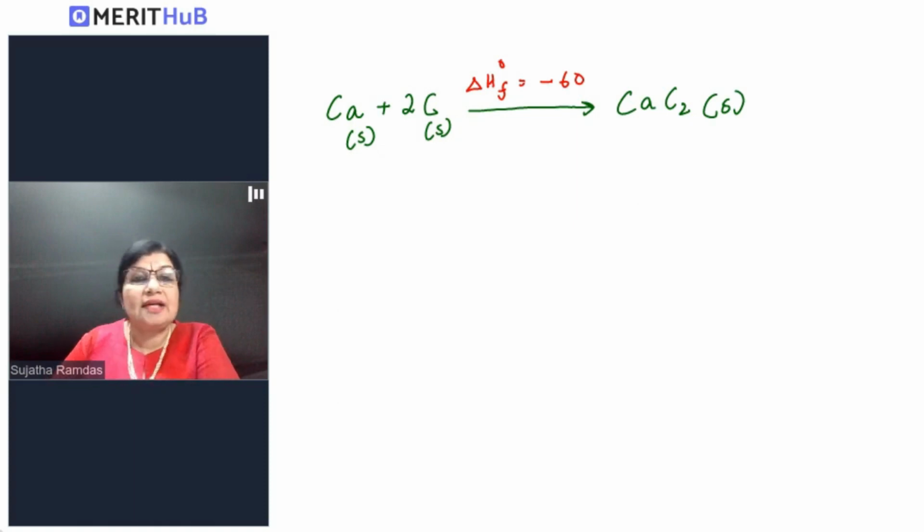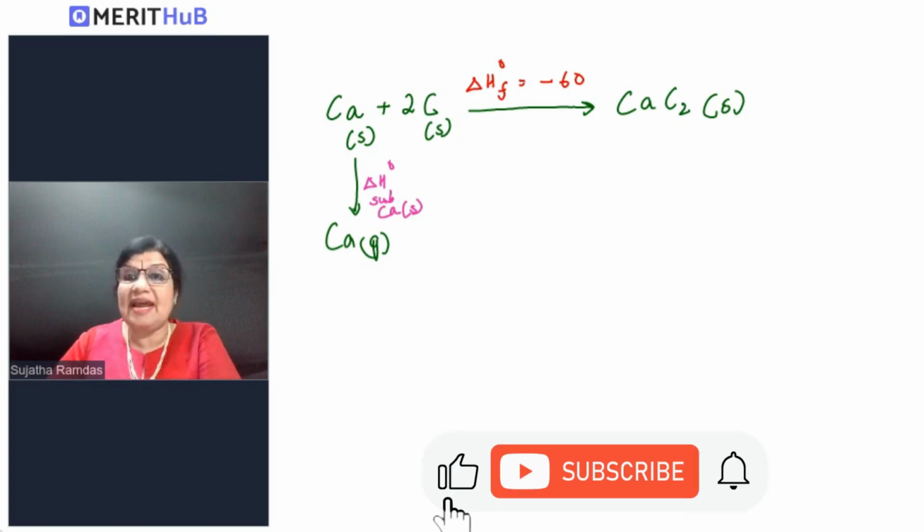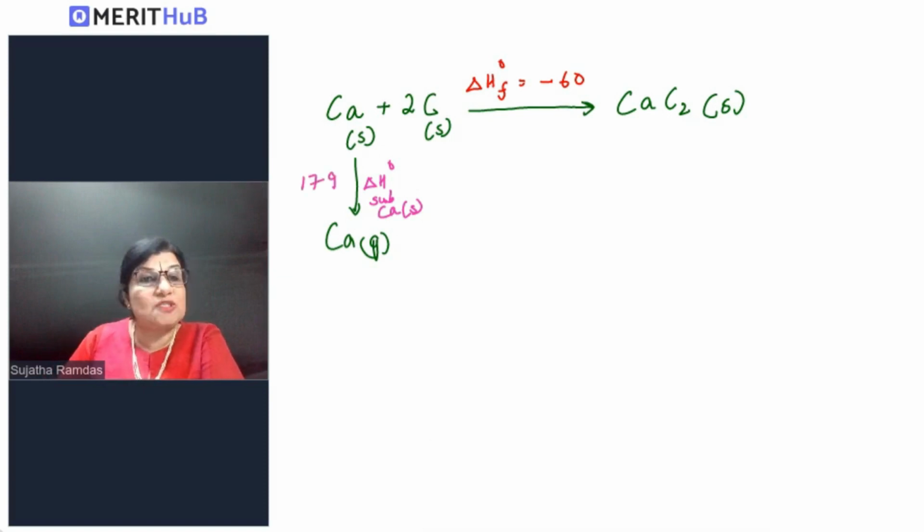The next thermodynamic term is the conversion of solid calcium to gaseous calcium. This is what we call the enthalpy of sublimation of solid calcium. We also call it the atomization enthalpy. It is an endothermic process, and the value is plus 179 kilojoules per mole.